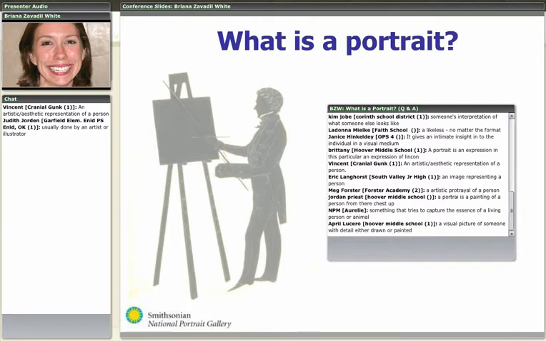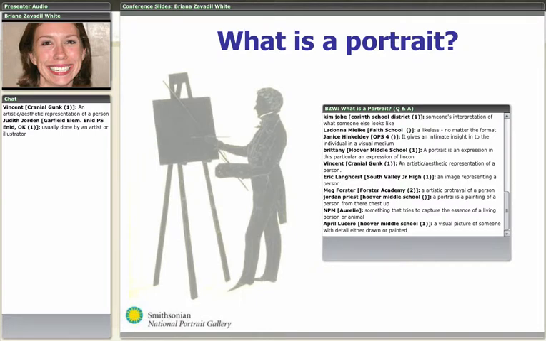There's another portrait that I've seen, which is of the hand of Constantine Brancusi, the sculptor. So again, it doesn't necessarily have to be chest up. It doesn't necessarily even have to be of the face.